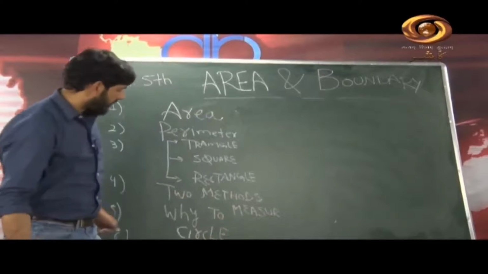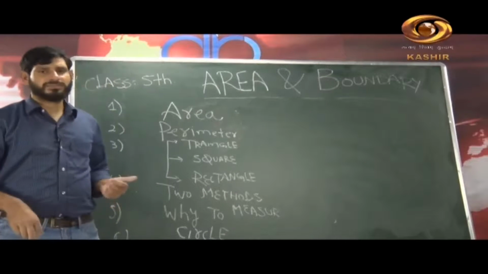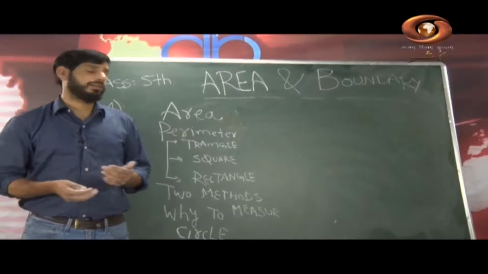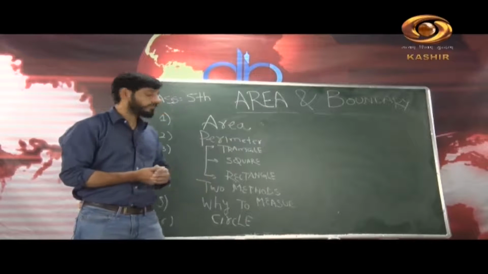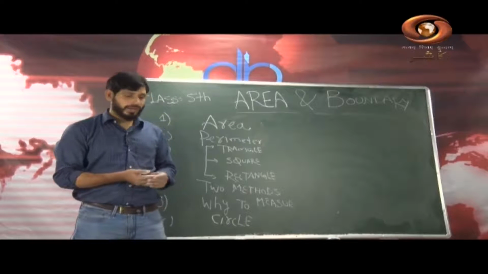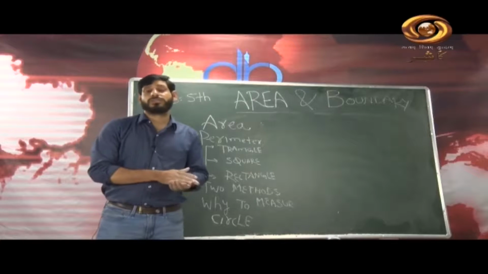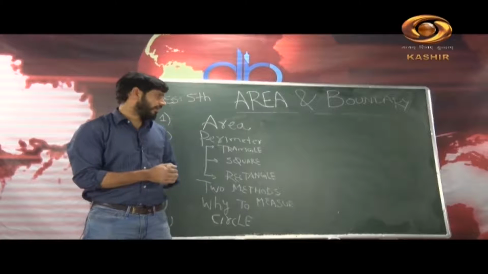Next concept in it is, we have 2 methods, using formulas and counting the number of squares, but why do we need to measure? What is the need to measure the perimeter and the area?